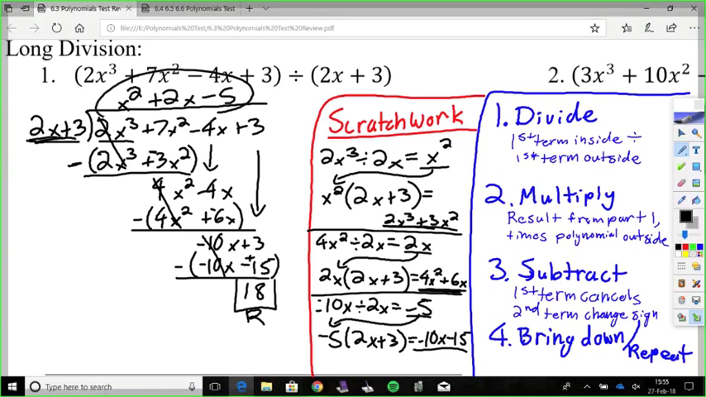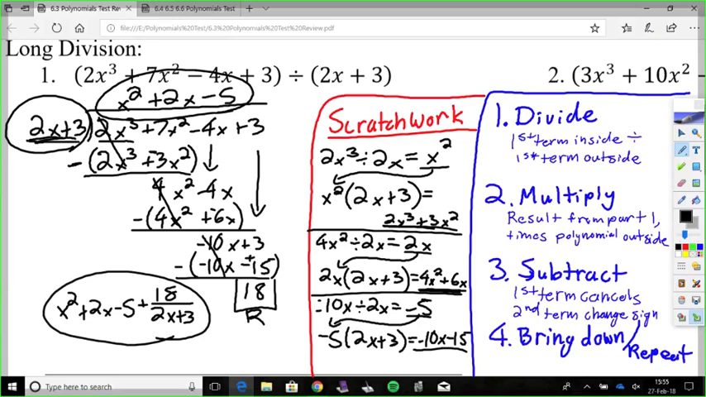My answer is sitting up here on top, and it's part of my remainder as well. So it's going to be x squared plus 2x minus 5, and then the remainder. So it's positive 18, so plus 18 over 2x plus 3. You always write the remainder as a fraction, and it's always going to be over whatever that polynomial is up front. All right, so there's our final answer.